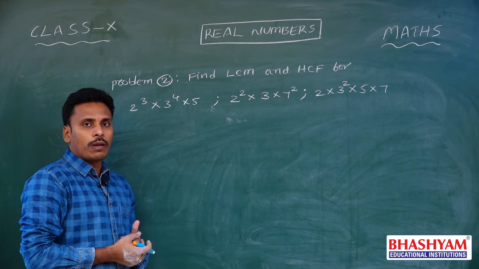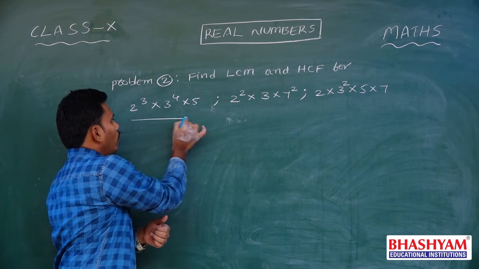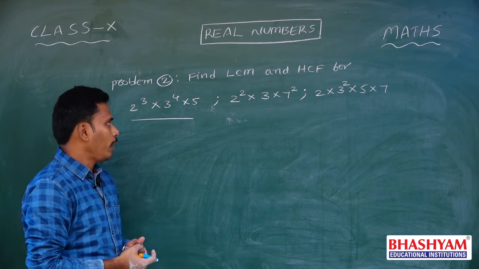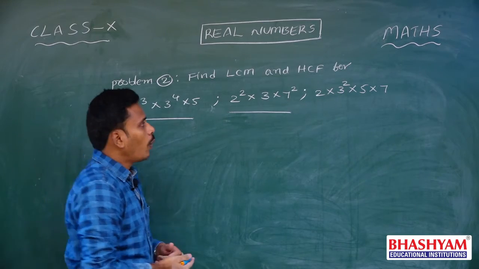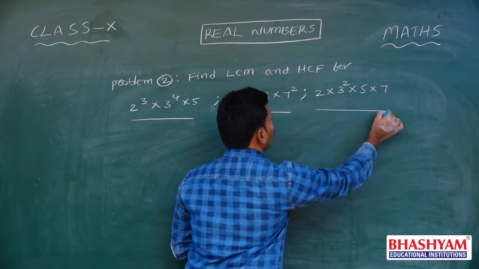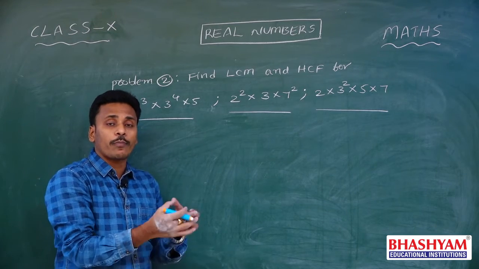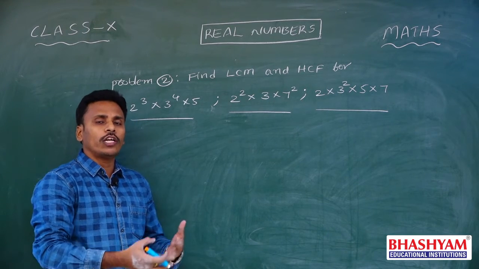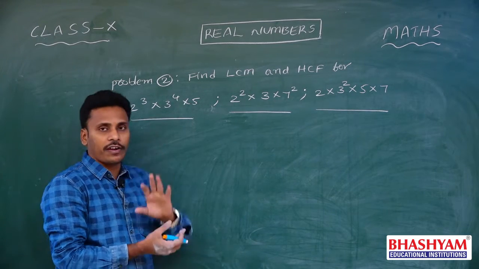Now, look at problem number 2, to find the LCM and HCF. See, the first number is 2 cube into 3 power 4 into 5. The second number is 2 square into 3 into 7 square. Whereas the third number is 2 into 3 square into 5 into 7. The numbers are themselves given as a product of primes, so no need to do prime factorization for the given numbers because they are already in prime factorization.